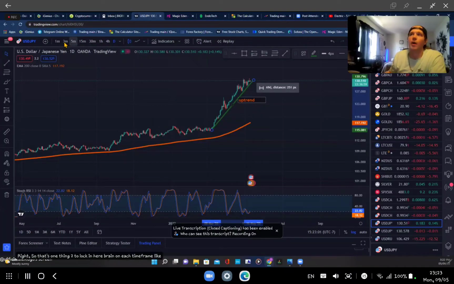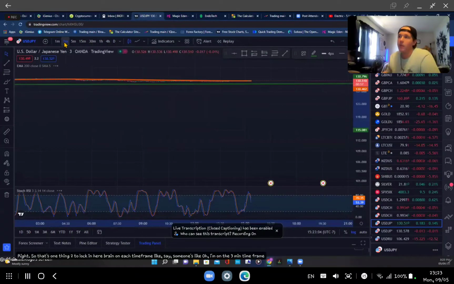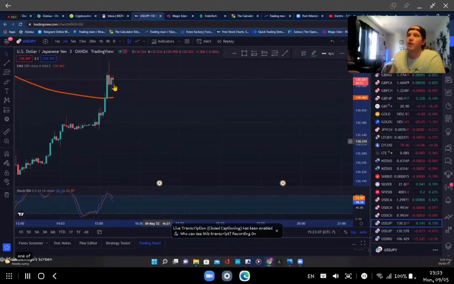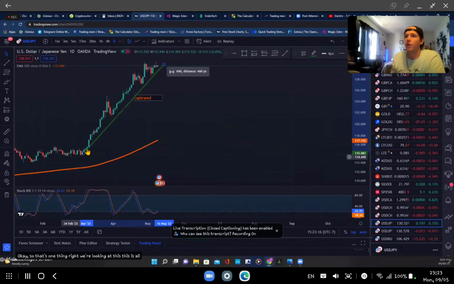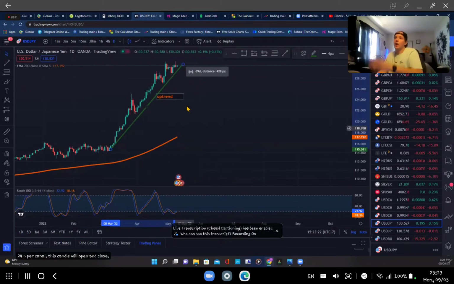Say someone's like, oh, I'm on the 3-minute time frame. All that means is that each candle is representing 3 minutes of time. This candle's 3 minutes, this candle's 3 minutes, this candle's 3 minutes, okay? So that's one thing. We're looking at this, and this is all 24 hours per candle. This candle will open and close at 24 hours. All right, so we're in an uptrend here.